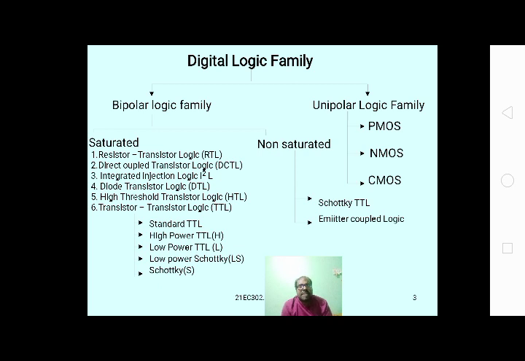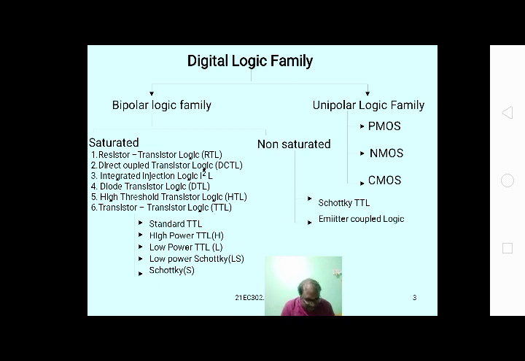Next, transistor-transistor logic, that is TTL. Again, TTL is converted into five types. They are standard TTL, high power TTL, that is H, low power TTL, that is L, low power Schottky TTL, that is LS, and Schottky, S. These are the different types of saturated bipolar logic family, which constitute the TTL logic family also.